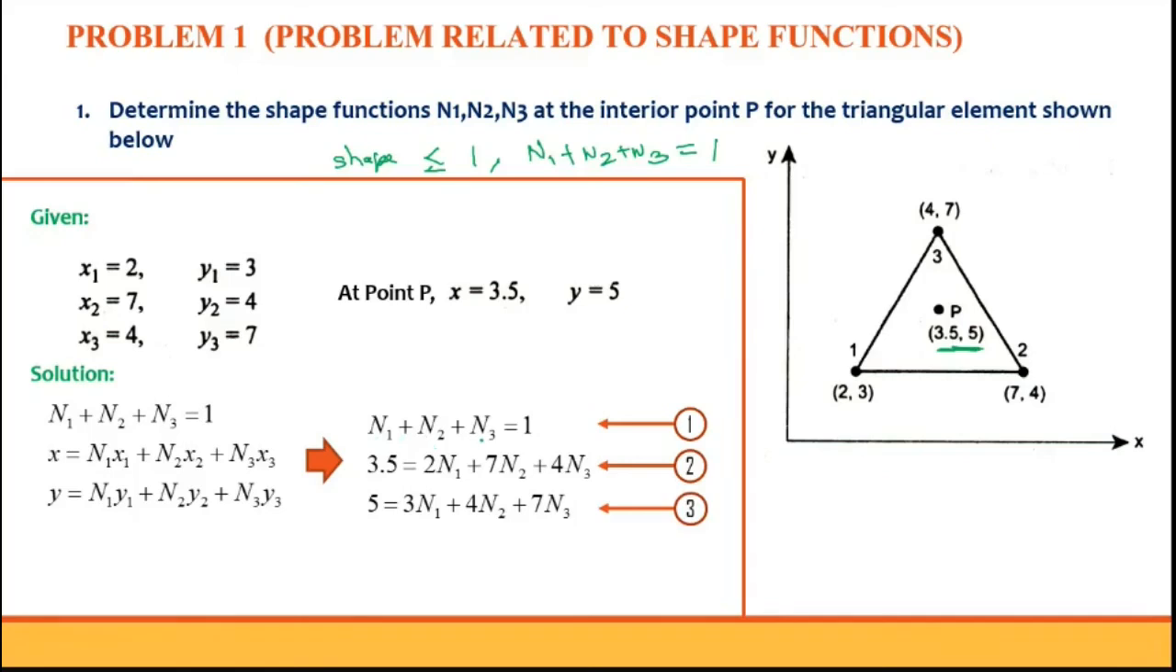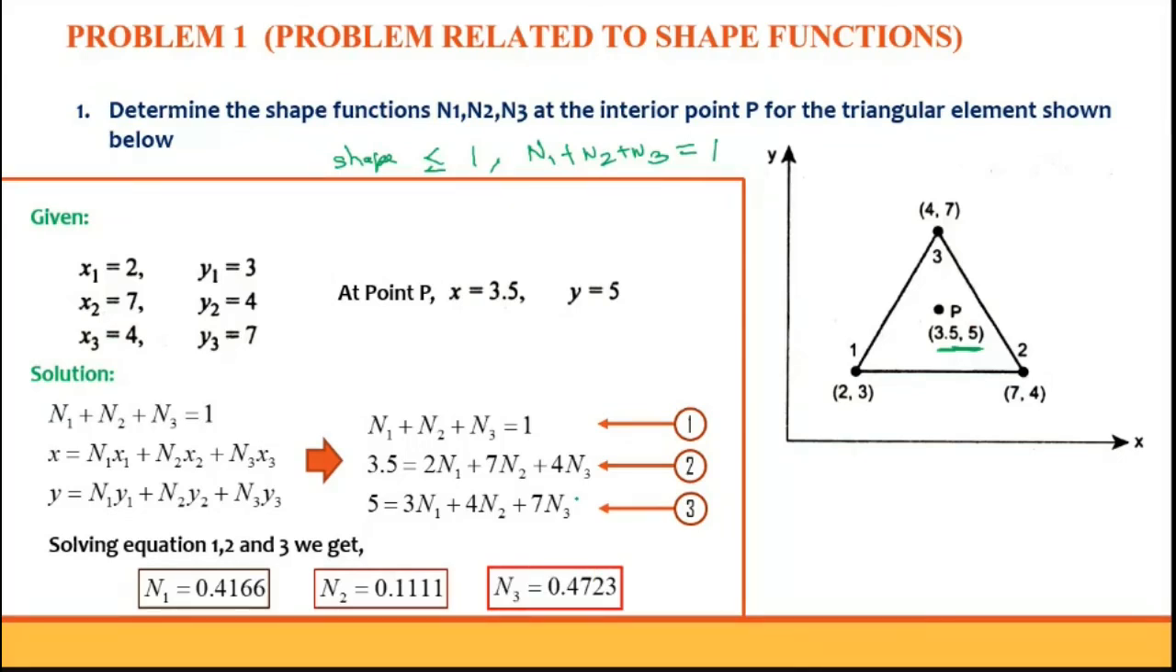So N1 plus N2 plus N3 is equal to 1. X is 3.5, which is equal to 2N1 plus 7N2 plus 4N3, since x1 is 2, x2 is 7, and x3 is 4. Similarly, y is 5, which is equal to 3N1 plus 4N2 plus 7N3. Just substitute these values. You have three equations and three unknowns. Solve these three, and you'll get the values of N1, N2, and N3. For verification, if you add them, it has to be 1, approximately.